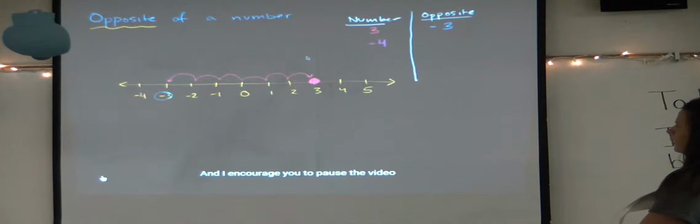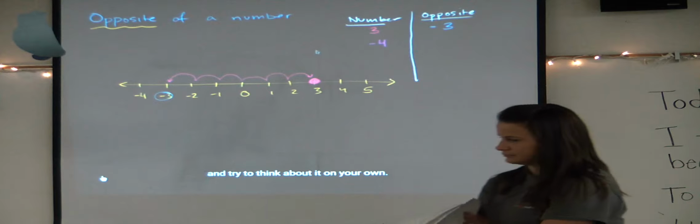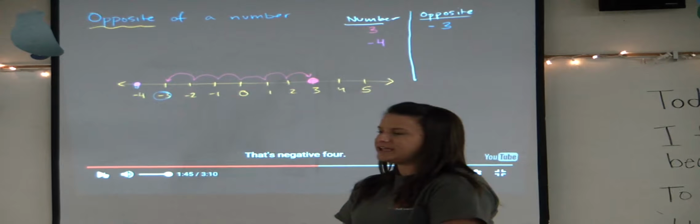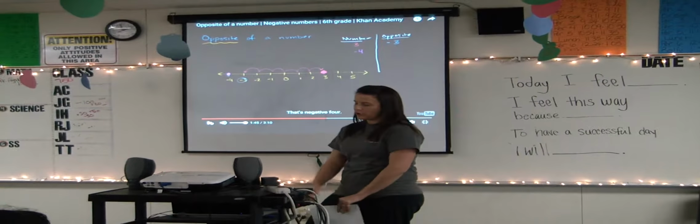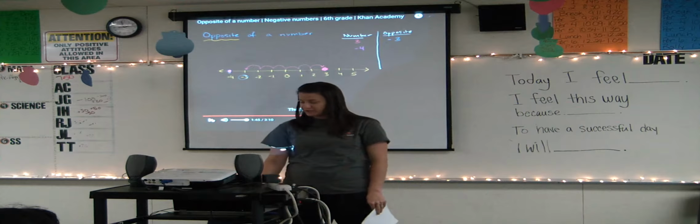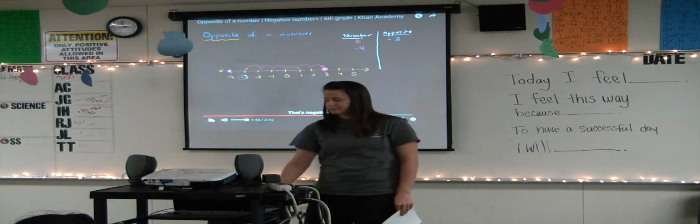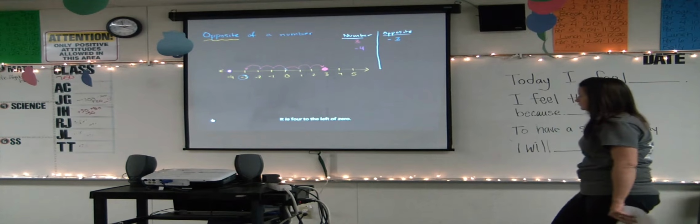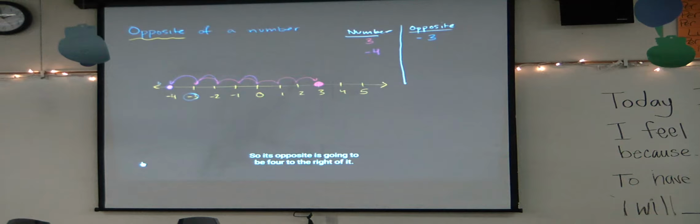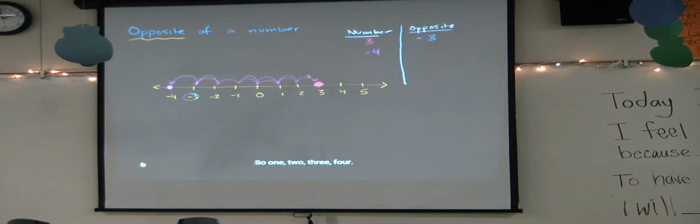And I encourage you to pause the video and try to think about it on your own. Well, negative 4 is right over here. What's the opposite of negative 4? It's 4, because it's 4 away from 0 on the other side. Negative 4 is 4 to the left of 0: 1, 2, 3, 4. So its opposite is going to be 4 to the right of 0, positive 4.